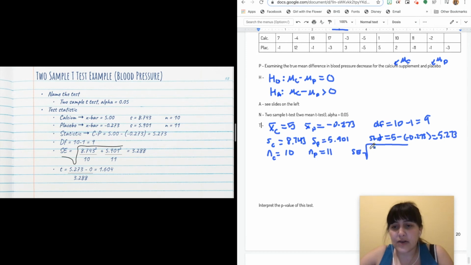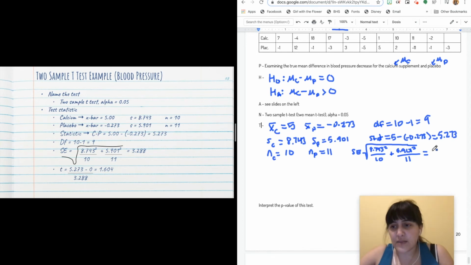So it's the standard deviation of the first group, 8.743 squared divided by the sample size of that group, which is 10, plus, and then I need to repeat it for the placebo group. So this was 5.901 squared. Remember, we're squaring these because we need to deal with variances here. You never add standard deviations. You always add variances, then divided by 11 because that's the sample size for the placebo group.